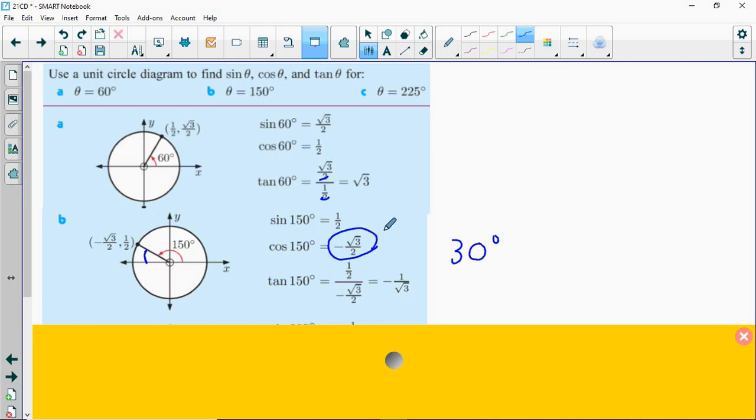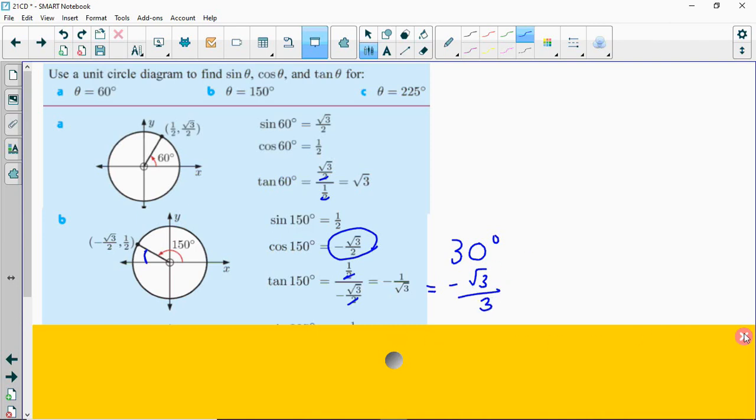To find the tangent, I do 1/2 divided by negative square root of 3 over 2. Again, the 2's cancel, and we have negative 1 over the square root of 3. Or if you want to rationalize the denominator, negative square root of 3 divided by 3.